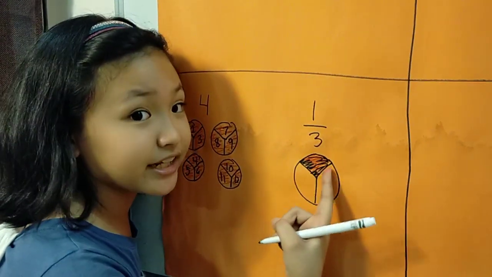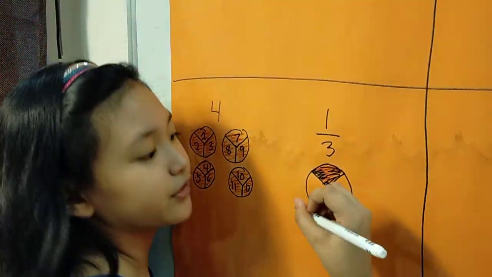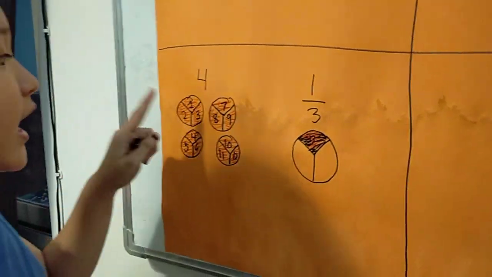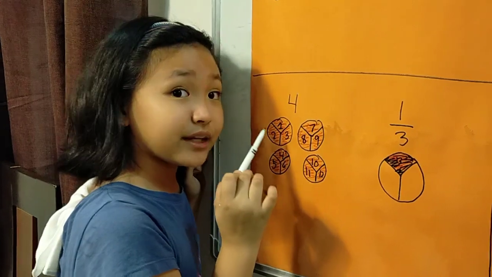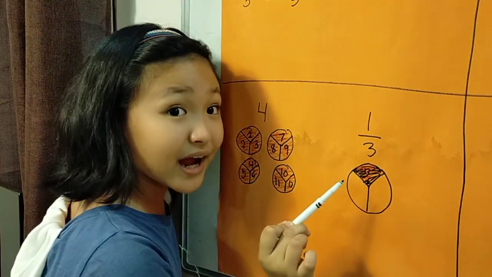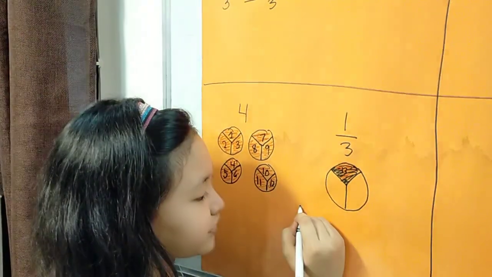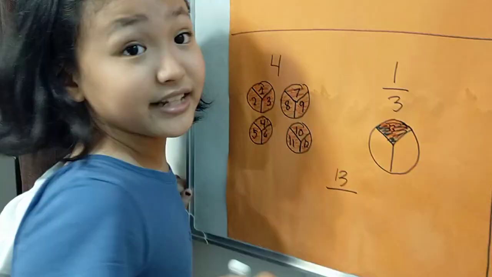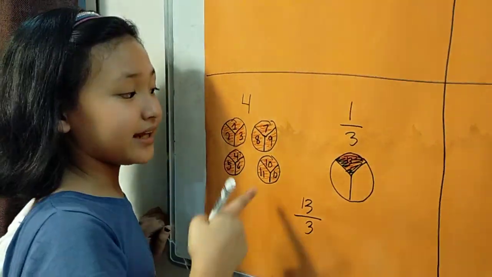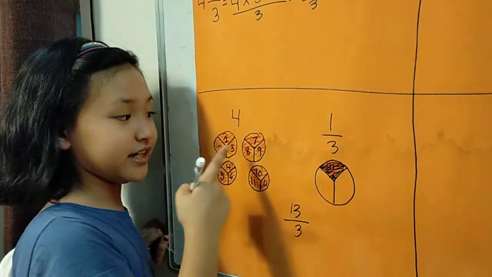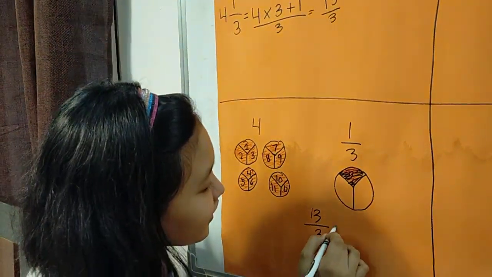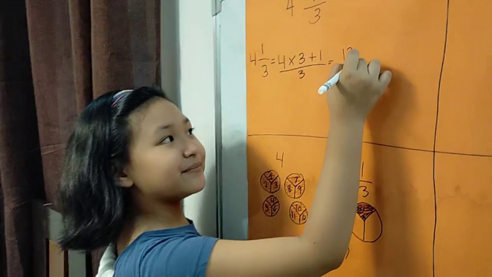Plus this shaded part in the fraction 1/3. 13. So, this is all 3 equal parts, and then 3, 6, 9, 12 plus 1 equals 13. So let's put 13. And the denominator will be 3 because each circle is divided into 3 equal parts. And look, our answer is the same.